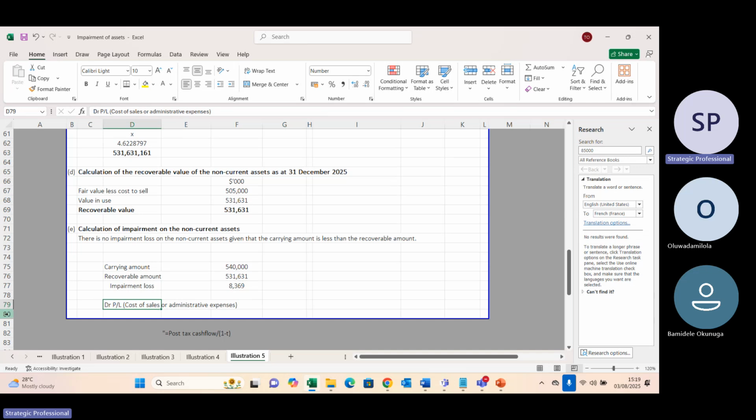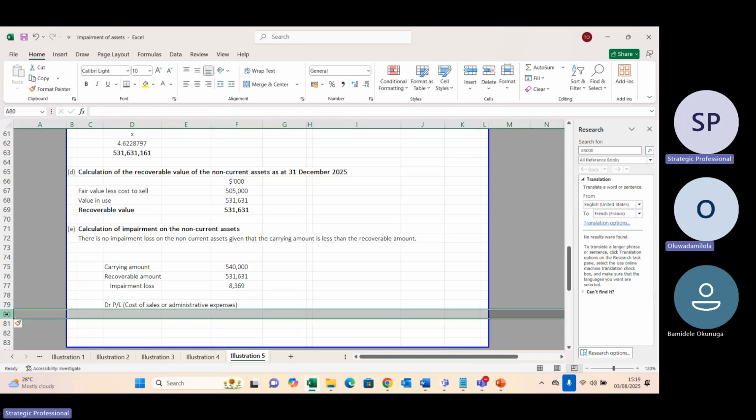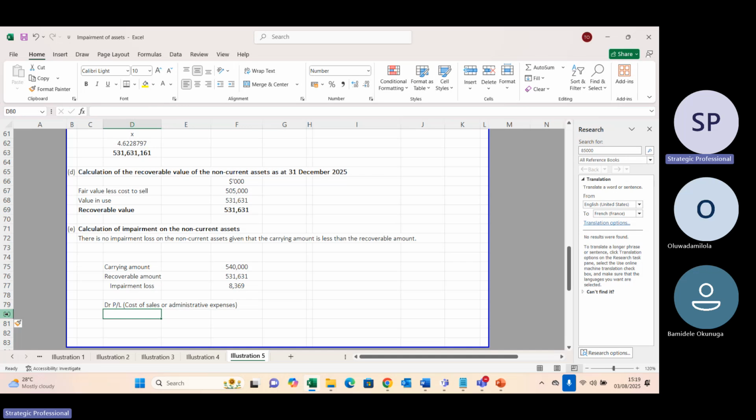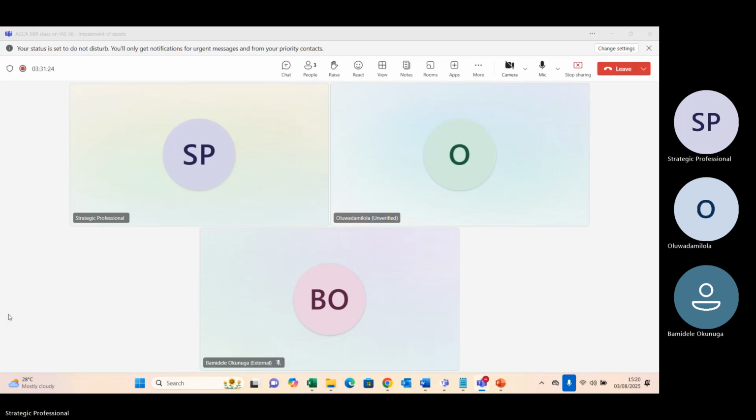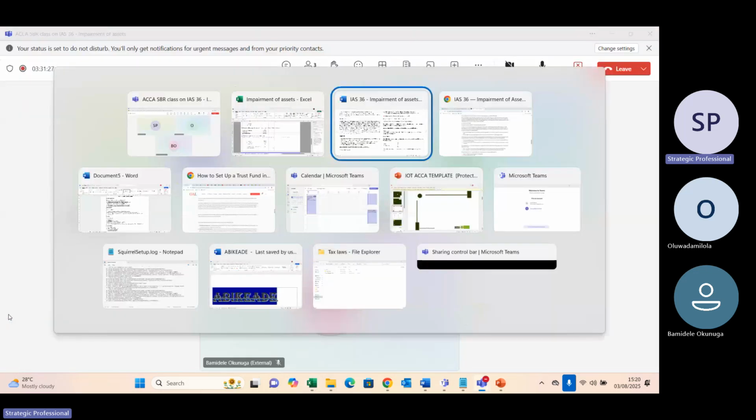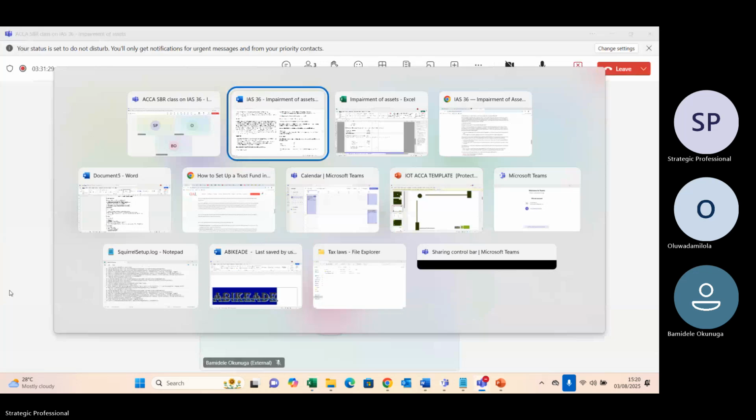But if the asset we are referring to is not related to your production, it's an indirect thing, it's going to go to your administrative expenses. That is it. So this will be debited, and credit non-current assets to reduce its value. Yeah. So that's that for this question. Do you have any question before we move?